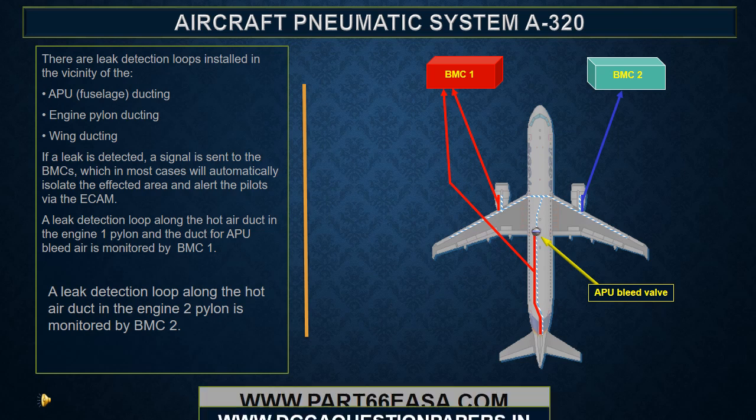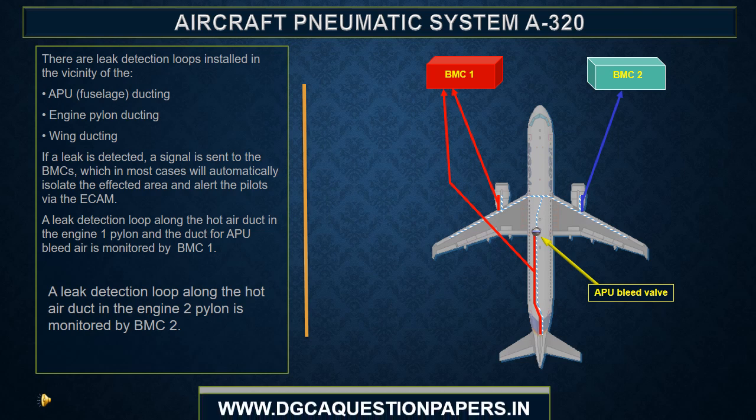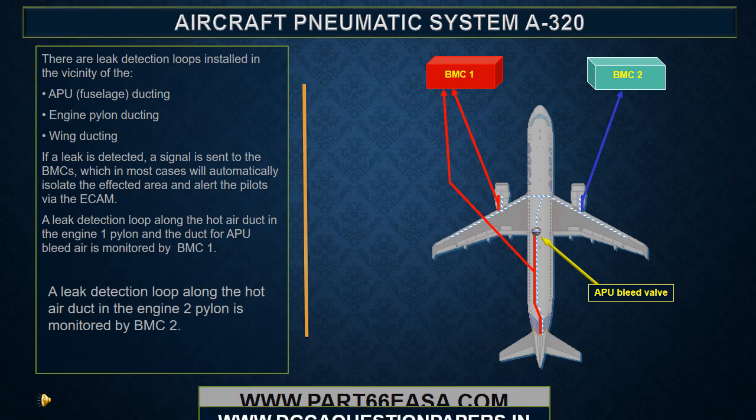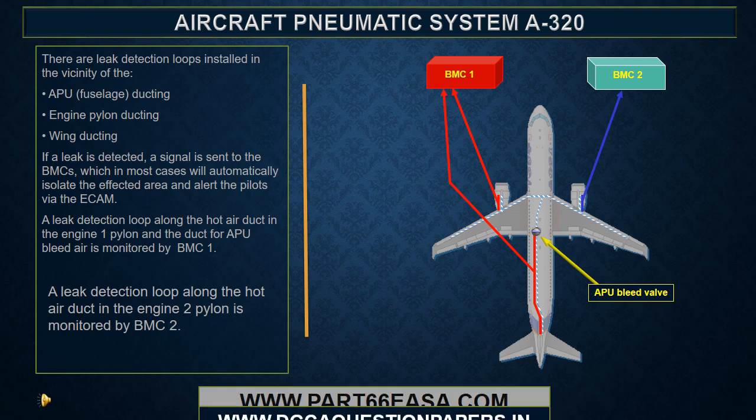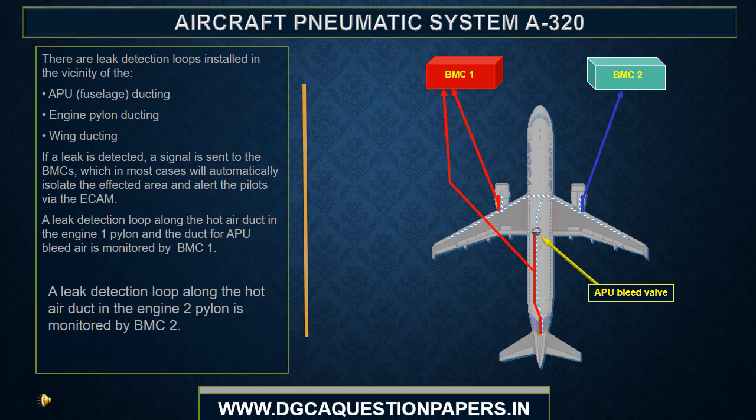There are leak detection loops installed in the vicinity of the APU or fuselage ducting, engine pylon ducting, and wing ducting. If a leak is detected, a signal is sent to the BMCs, which in most cases will automatically isolate the affected area and alert the pilots via the ECAM.